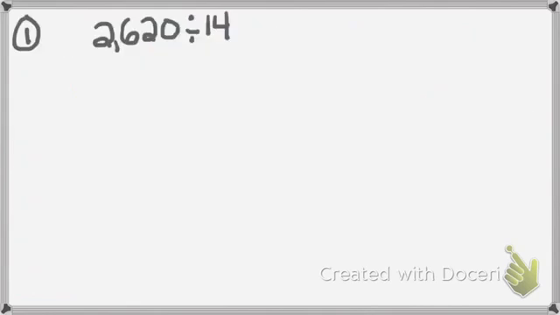Number 1 says 2,620 divided by 14. So just like our other steps for long division, I'm going to write this in the division box. I am not going to write the commas in the box. And just like our other steps for long division, I'm going to give Mrs. Wainwright her chocolate bars. So I look at my dividend, my number inside my box, and the first digit is 2. Is that greater than or equal to 14?